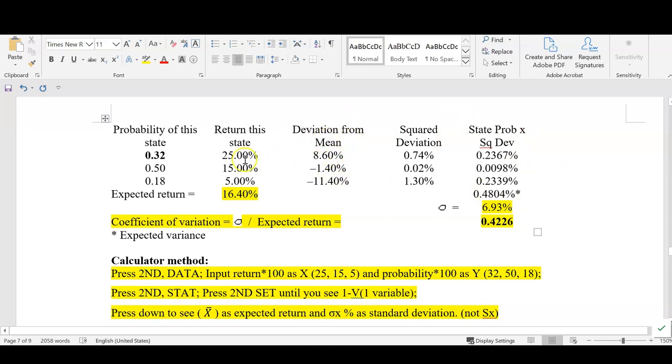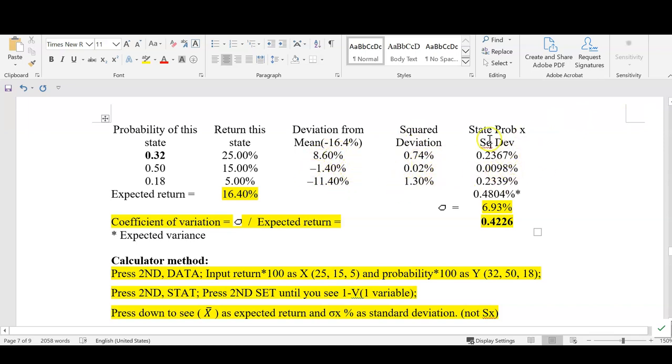Step 1, we take the difference or deviation from the mean of each return. So we use these 3 returns minus 16.4. So we have these 3 numbers. Okay, we minus 16.4%. And then we square the deviation in the third column to get the fourth column.